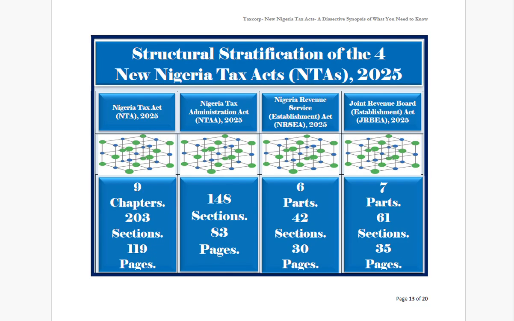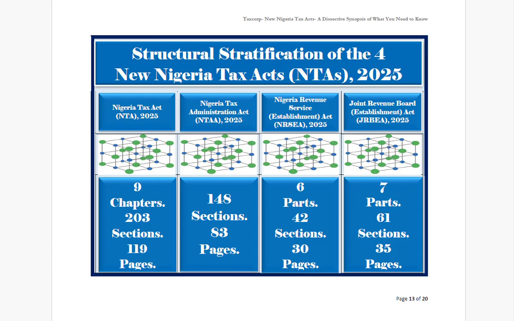Now, the structural stratification of the four new Nigerian Tax Acts. You have to know how these tax acts are structured, so it will be easier for you to understand. You have to know how many chapters, how many sections, and how many pages they are structured into. The first is the Nigerian Tax Act. It is structured into 9 chapters, 203 sections and 119 pages.